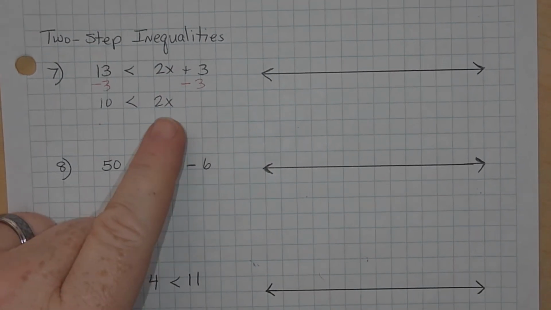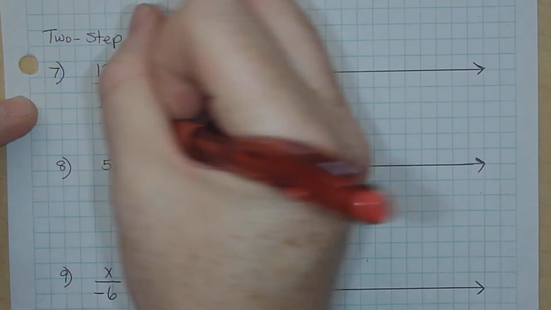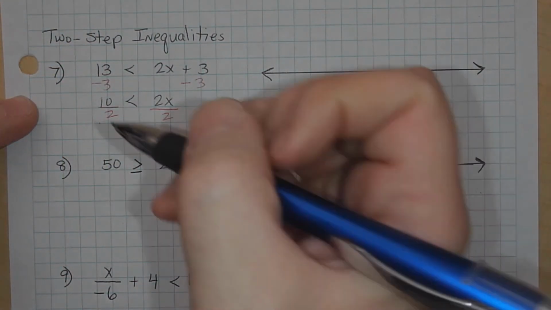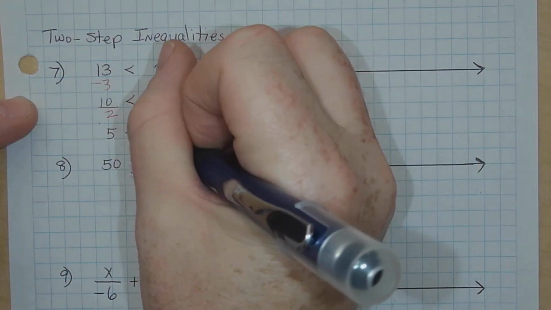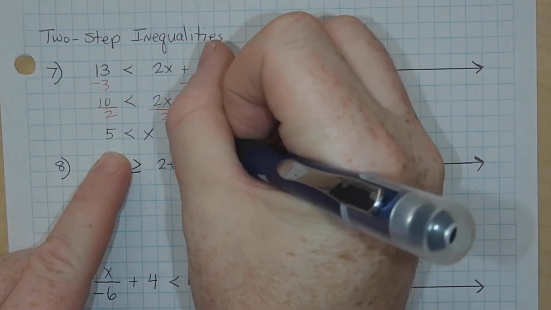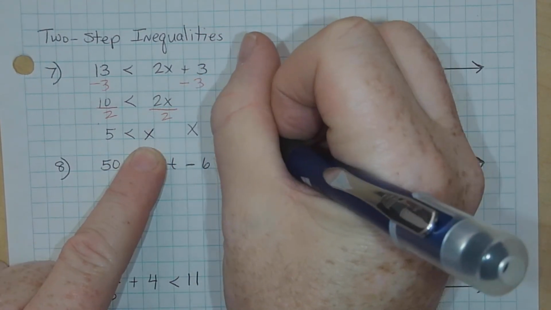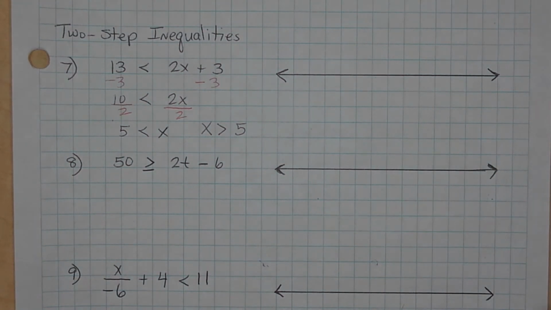Okay. Now, the opposite of multiply by 2 is divide by 2. So I'm going to divide this side by 2, divide this side by 2. And then we're going to end up with 5 is less than x. Now, just like I said earlier, if 1 is less than 4, that means 4 is greater than 1. So we can flip it around. So if I flip this around, x is over here, 5 is over here. I flip the sign, x is greater than 5.